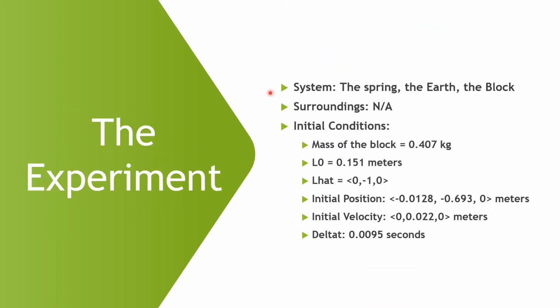The system is the spring, the earth, and the block. Surroundings are equal to 0. They're not discussed in this experiment. The initial conditions include the mass of the block, the relaxed length of the spring, the direction the spring's pointing, the initial position determined by the initial observed position in Tracker, the initial velocity, which is determined based on the first two positions in Tracker and the amount of time between those first two positions, and delta t, which is a very small multiple of our change in time.